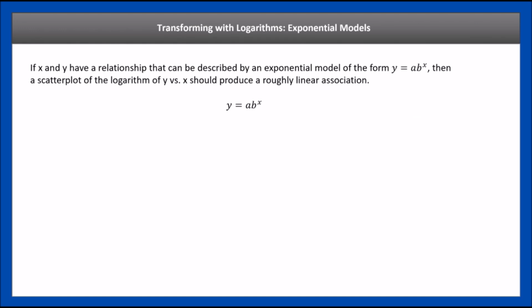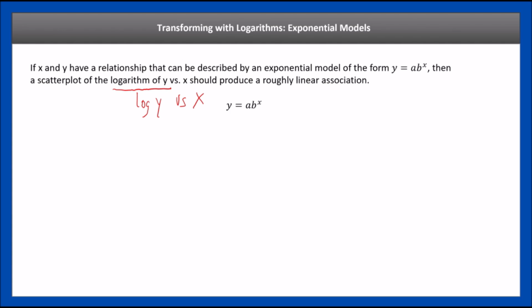So if x and y have a relationship that can be described by an exponential model of the form y equals ab to the x power, that's a traditional exponential model, then a scatter plot of the logarithm of y versus x should produce a roughly linear association. So first off, if you have something that you think is exponential, then simply take the logarithm of y. So do log of y versus regular x, okay? So just take the log of y.